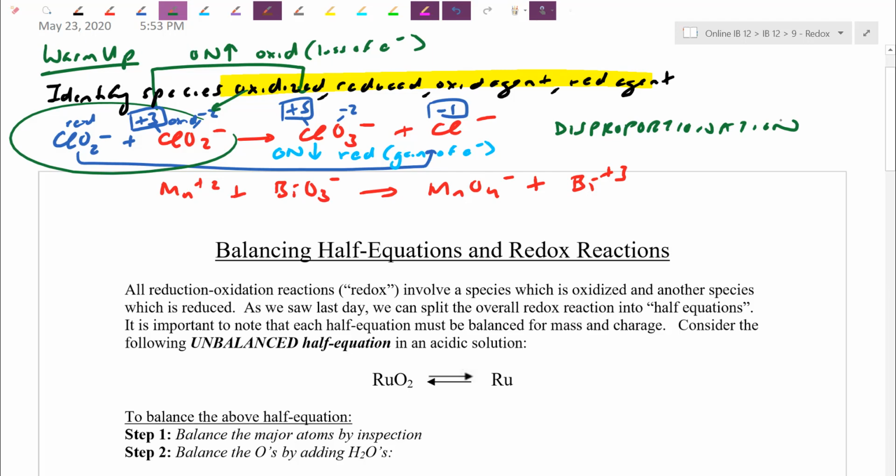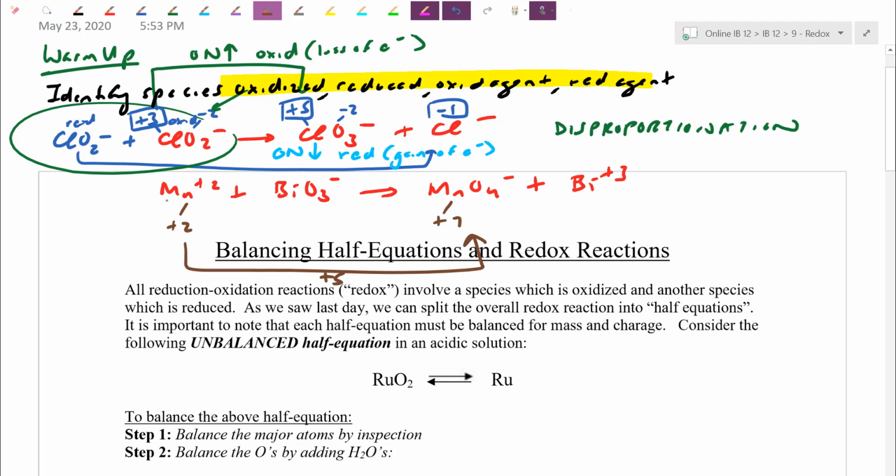Let's do the second one here. We can even balance this one later on, but it's going to be quite a pain, you're going to see in this lesson. But let's just go through. We're just asked to identify. So we're asked between the permanganate and the BiO3 minus, I want to know which one is oxidized, reduced, and who are the agents. So manganese is going from a charge of +2. Later on, oxygen here is -2. There's 4 of them, -8. Manganese is +7. Going from 2 to 7 means my oxidation number has gone up by 5.